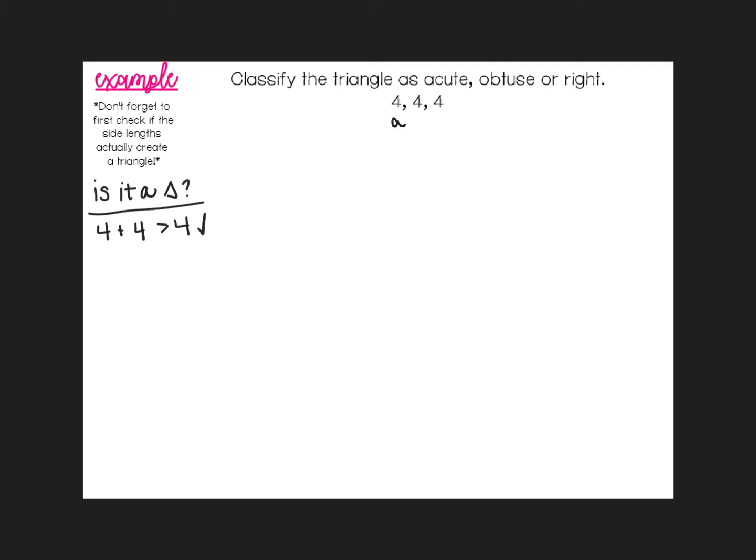So then I'm going to label them A, B, and C. I put c squared on the left. I put a squared plus b squared on the right. And I leave a little blank here for my inequality. So this is going to be 16, 16, and 16. 16 plus 16 is 32. And from here I'm deciding, is 16 less than, equal to, or greater than 32? And it's less than, which makes it acute.